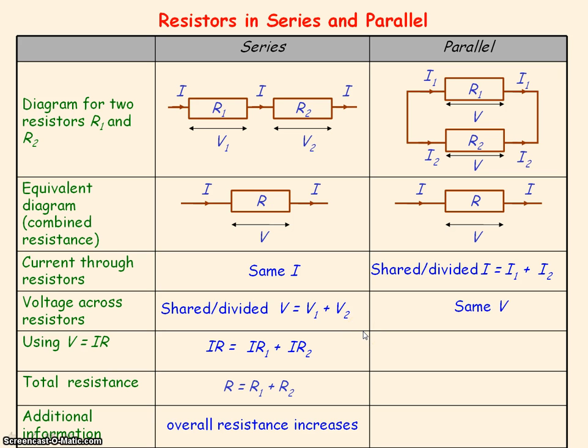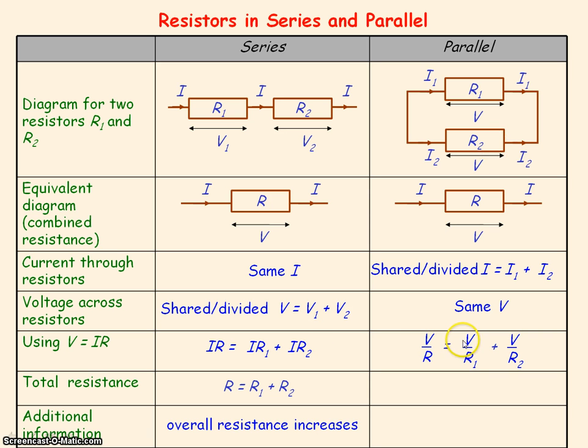In parallel, the voltage is the same, so you have the same voltage across R1 and R2. We're now going to use the equation V equals IR, but instead we're going to use it in terms of current and get this expression of current in terms of voltage and resistance. So current I will equal V divided by R. I1 will equal voltage V divided by R1. And I2 will equal voltage V divided by R2.